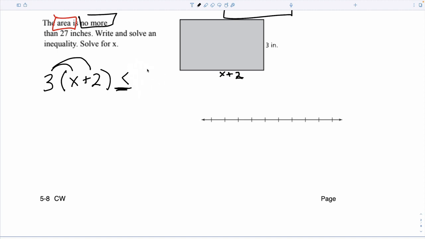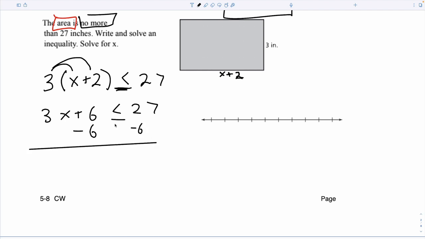Let's try it. So put 27 here. And we're going to distribute. 3 times x is 3x. 3 times 2 is 6. I simplified that side so it looks a little bit cleaner. Subtract 6 on both sides.